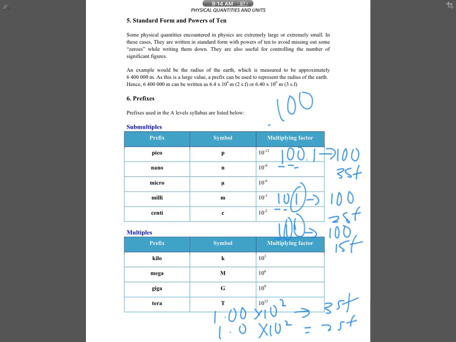The rest of it, you start from milli, which is 10 to the power negative 3, right? Then divide by 10 to the power 3, so 10 to the power negative 6. Then divide by 10 to the power 3, 10 to the power negative 9. Then by 10 to the power 3, 10 to the power negative 12. So it follows in sequence, milli, micro, nano, pico.